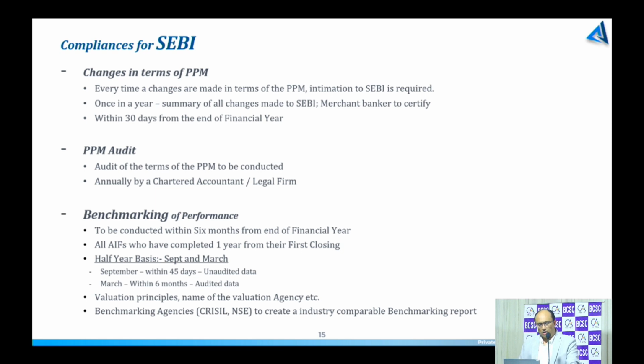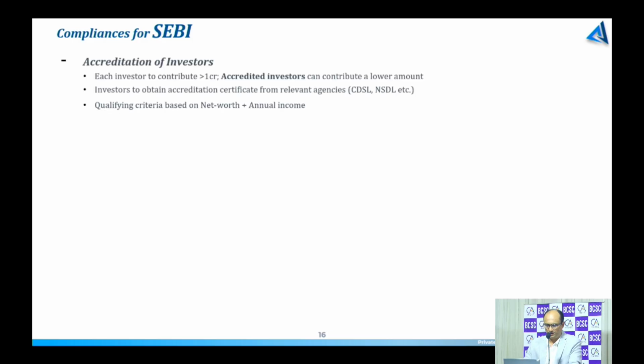Benchmarking of performance. Again, since this is a new block on the kid, government also wants to collect a lot of data as to what is the scenario happening around the ecosystem, what are the performances of the various funds operating in the market. This is a 6-monthly exercise. CRISIL and NSE are two benchmarking agencies which are given this task. These agencies collect data from various AIFs and publish a report on a 6-monthly basis. You mandatorily have to subscribe to it, and you can't say that I don't want to give my data for benchmarking purposes, and SEBI comes very strong on that if there is a negative report from these agencies.